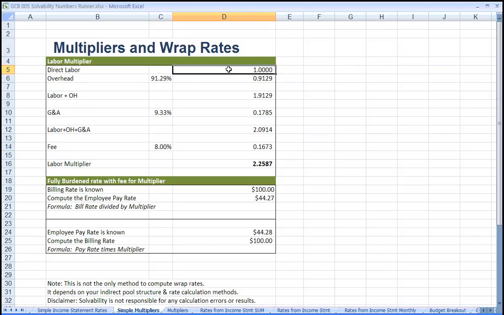Let's say I have $1 worth of direct labor. I'm going to multiply that times my overhead percentage. Then I take my combined direct labor plus the overhead, and I multiply that times the G&A percentage. That gives me fully burdened cost. Last, I take the total for direct labor plus overhead plus G&A and multiply that times the fee percentage.